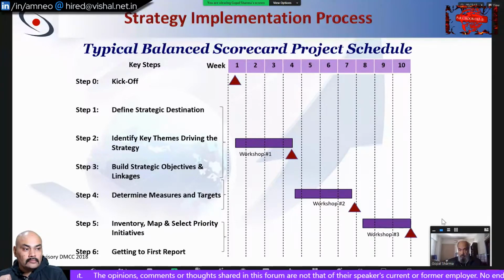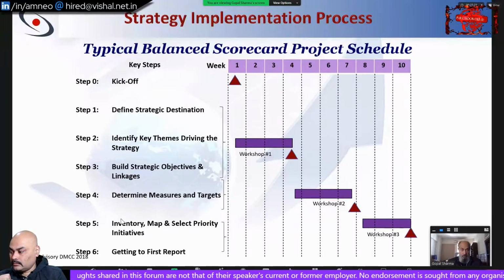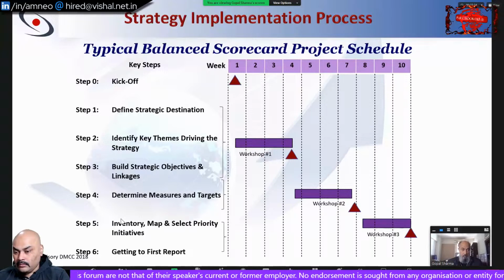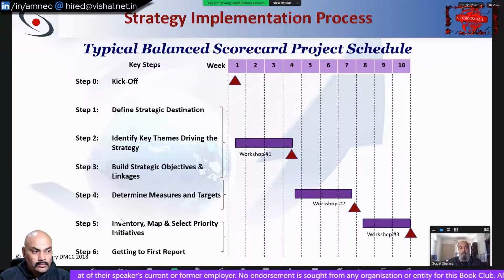One second, I'm not able to remove this bottom. Okay. And then step 6, sorry. Okay, I'll learn that later.